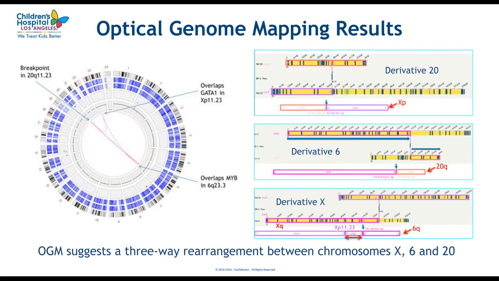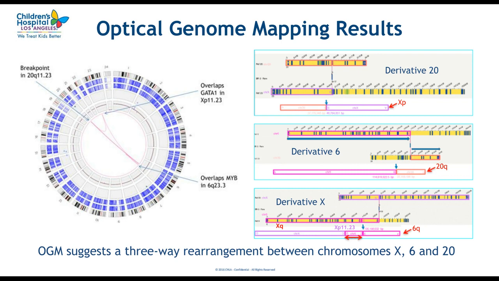So when we got optical genome mapping results back for this case, to our surprise, there was evidence of rearrangement that was three-way, that was more complex than we anticipated based on karyotype. It was rearrangement that did include chromosomes 6 and 20, but it also included the p-arm of the X chromosome. And on the right are more detailed results of optical genome mapping, showing the scheme of the nature of this rearrangement.